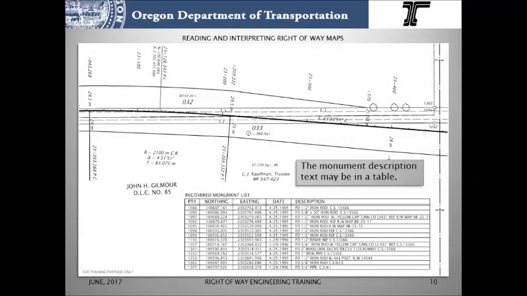Or the monument text may be in a table, and this is the most common way that it's being done now. It's easy. They can pull the table out of the recovery survey and just paste it in the map. So you just have everything in a table.